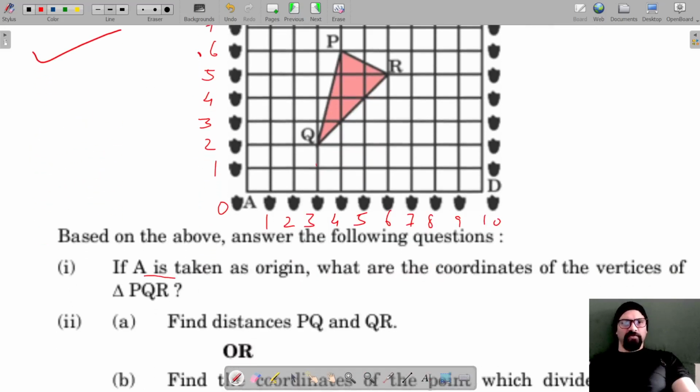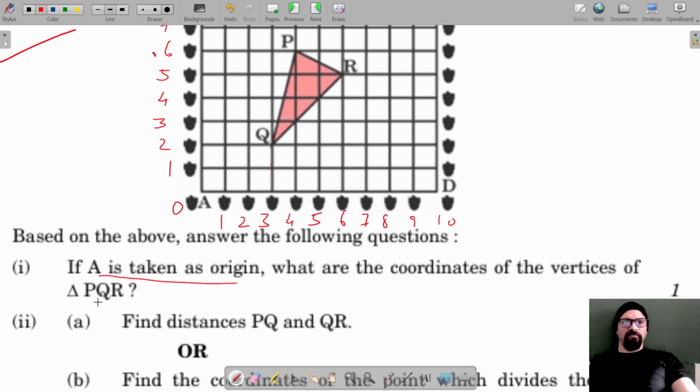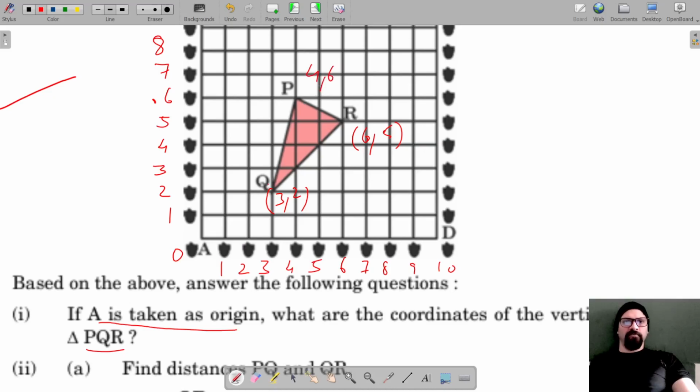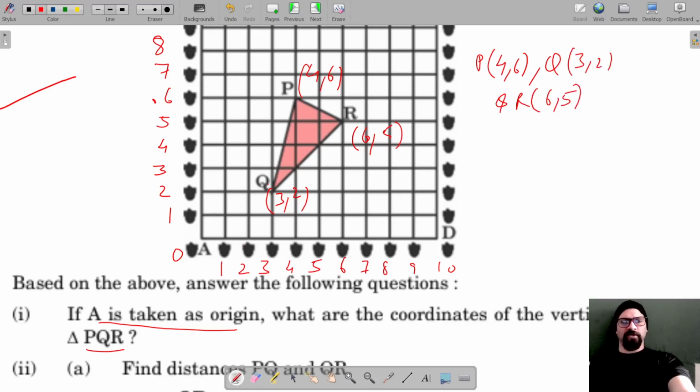First of all, if A is taken as origin, what are the coordinates of the vertices of triangle PQR? The coordinates of Q are 3, 2. Coordinates of R are 6, 5, and coordinates of P are 4, 6. So P is 4, 6, Q is 3, 2, and R is 6, 5. So these are the coordinates of PQR.